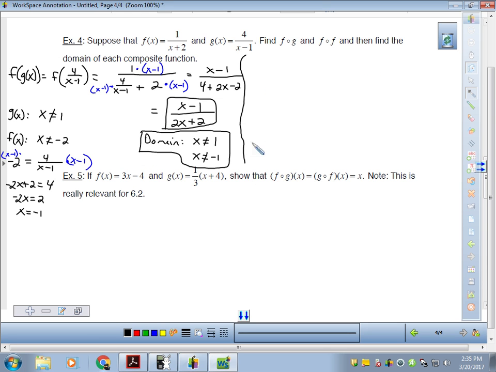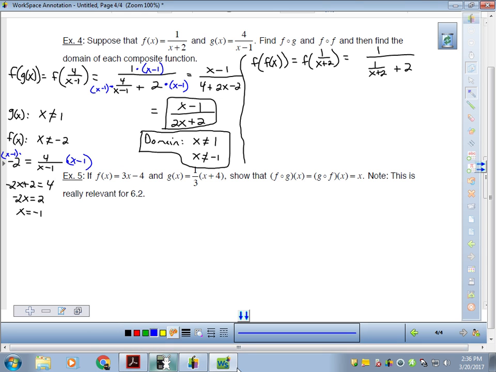So there was the first one they asked us about. The second one they asked us about is f composed of f. So we have f of x. So this is really f of 1 over x plus 2. So we're taking that and plugging it into itself. So we have 1 over x plus 2 plus 2.